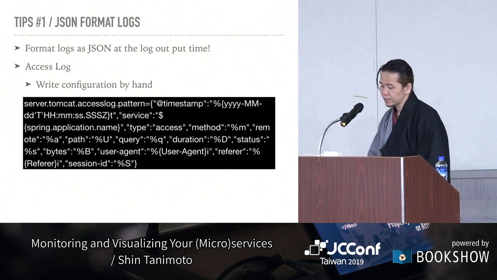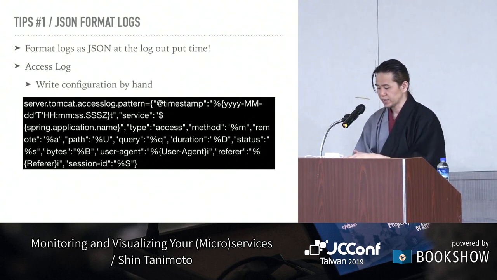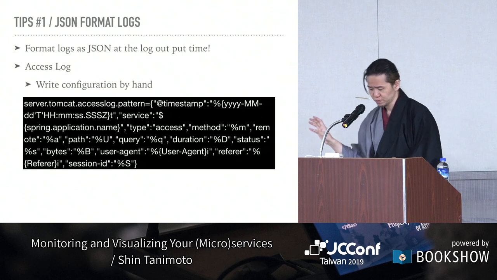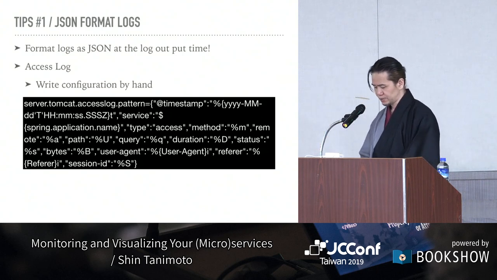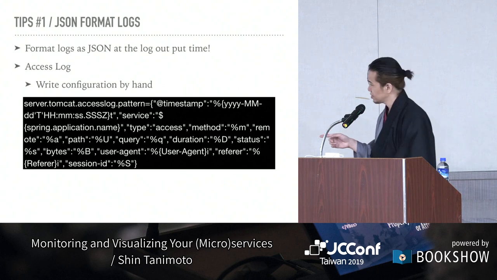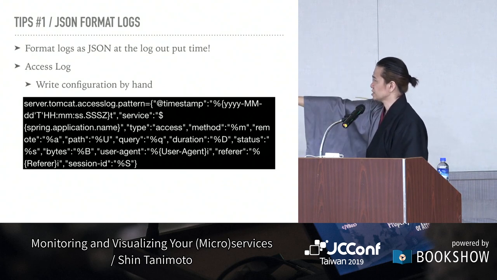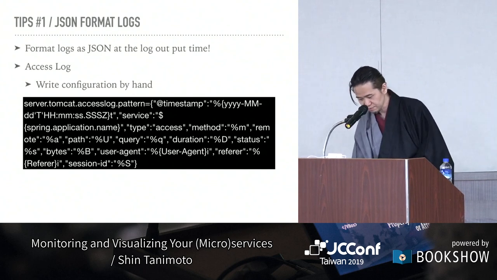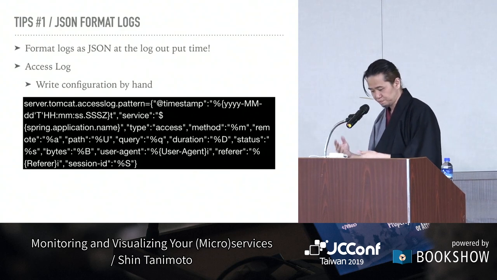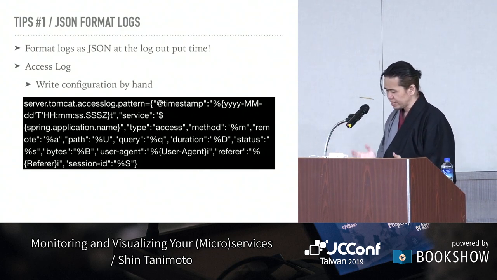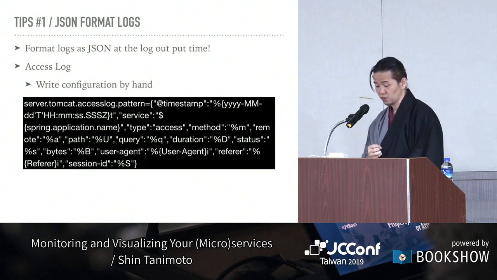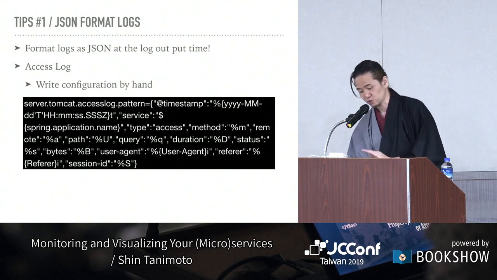On the other hand, to format Nginx or Tomcat access logs as JSON, we need to use a more aggressive, powerful approach. Here's how to set a Tomcat access log to JSON. You can see that the Tomcat access log pattern is just a single-line JSON. It is kind of powerful. But anyway, it is highly recommended that we use JSON format logs, because it eliminates the need for parsing and for caring about multi-line processing.